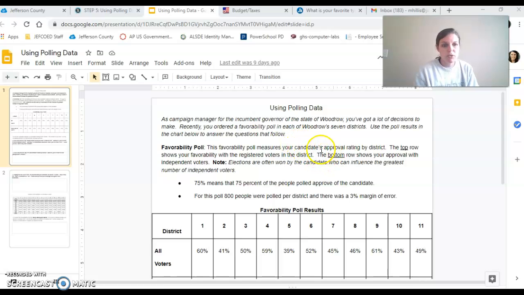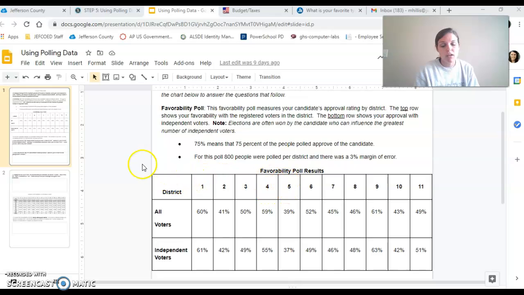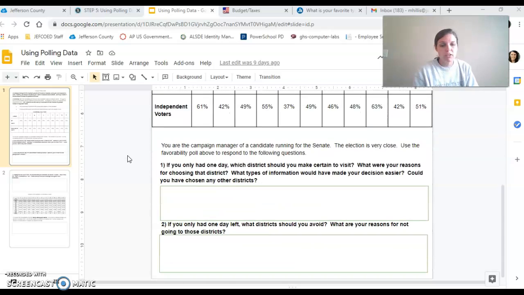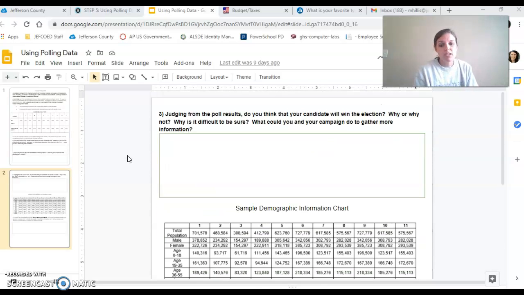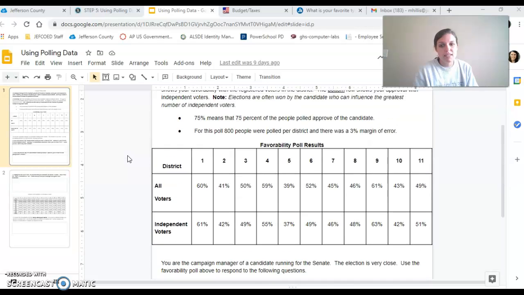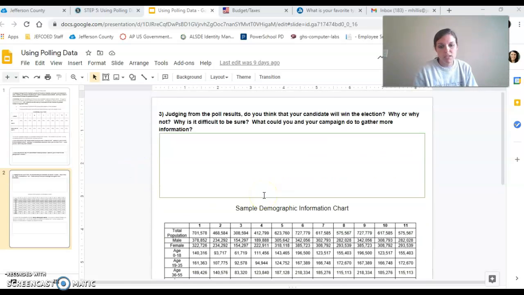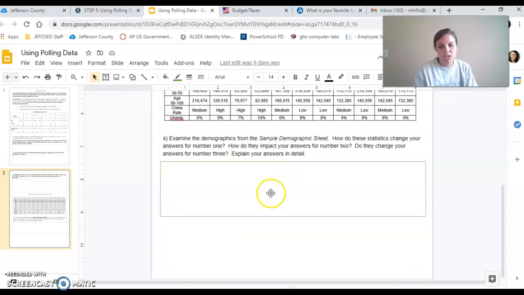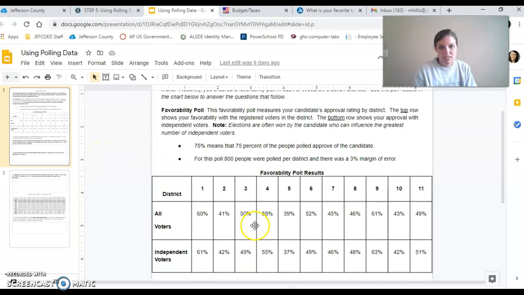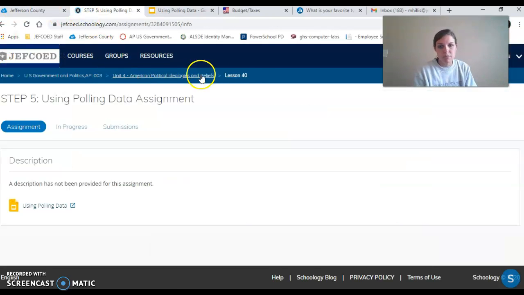For this assignment, you're going to be using the information that we've learned about polling, along with the information we've learned about political ideology and what groups generally vote which way. And so you're going to look at the data, and as this campaign manager, you're going to have to try to make decisions that would best benefit the candidate that you're representing. So you'll go through and complete the questions in these text boxes you see here. And once you're done and you've completed step 4, you will submit. Make sure that your answers are complete sentences and that you answer all parts before you click submit.